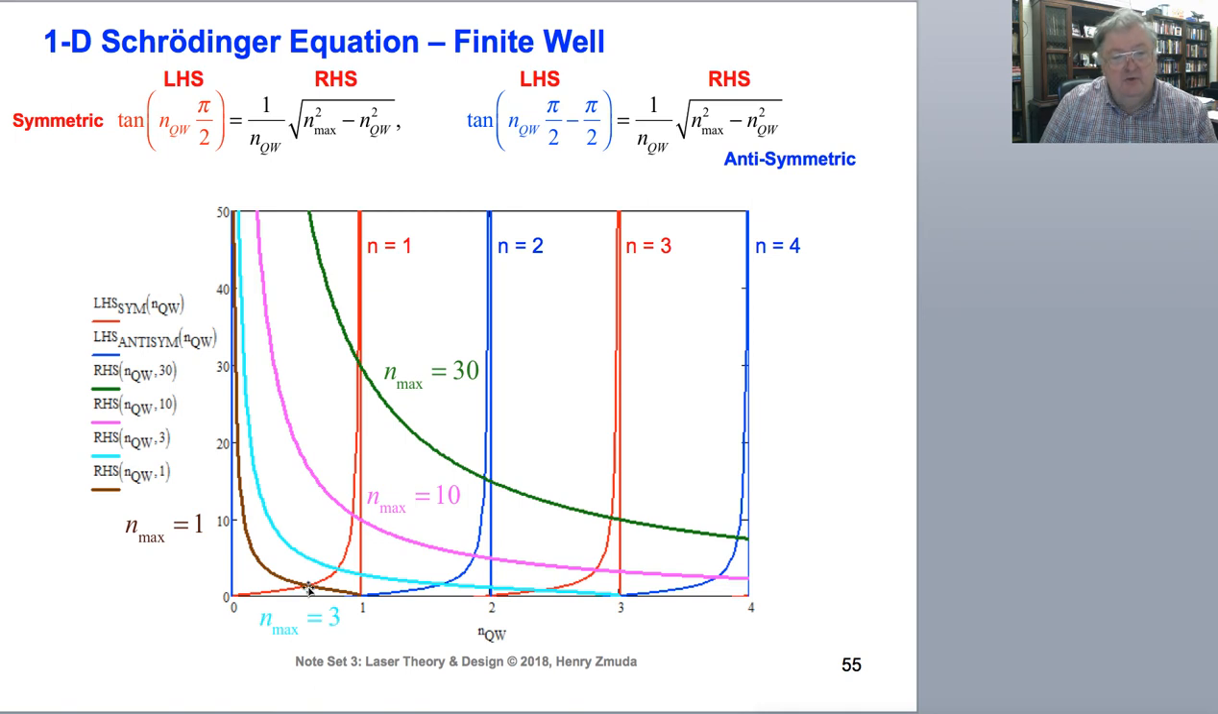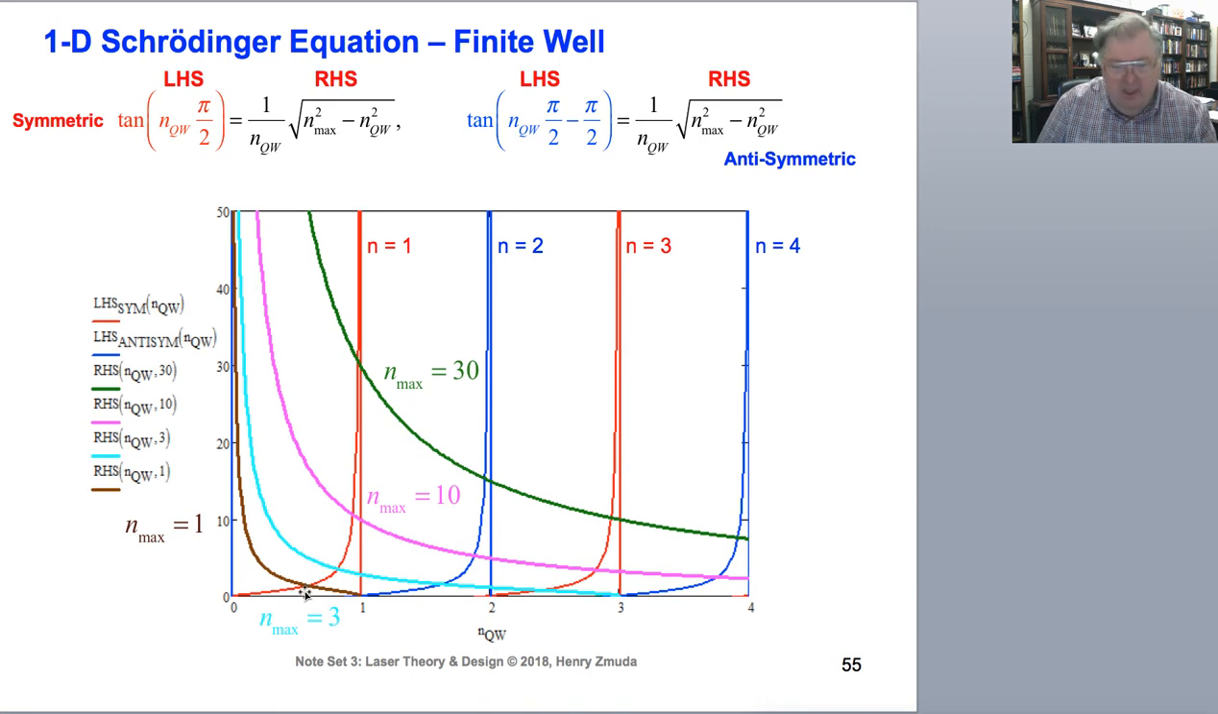And that value of n, that n quantum well that I'm looking for, is going to come directly from here, and we'll see. We have to solve this numerically for this root. We have to find out, when I pick n equal to 1, what value of n quantum well will make the two sides of the equation equal.